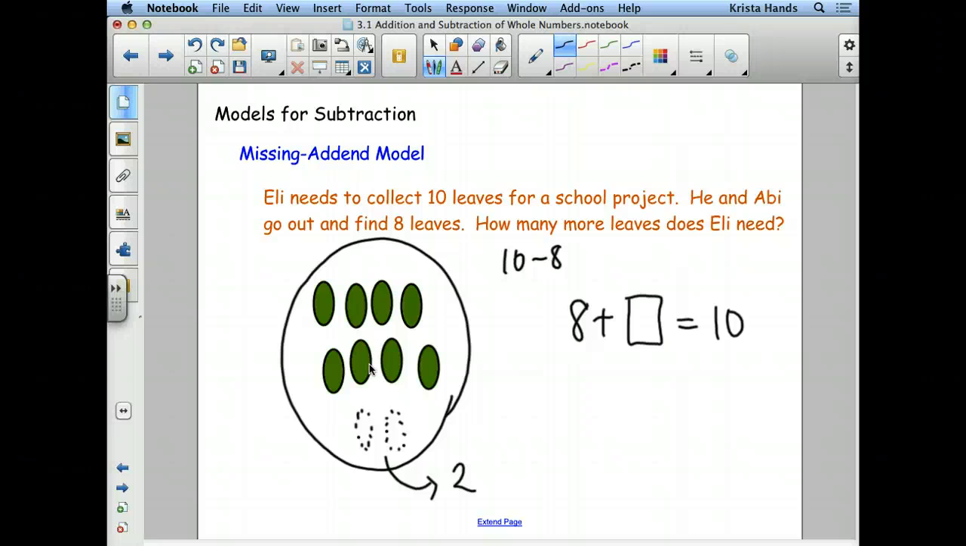And what's missing from this box is the number 2. So now, in fact, both sides are equal, and my answer is not 10, my answer is 2, because that's the part that was missing. Okay, so this is the missing add-ins model.